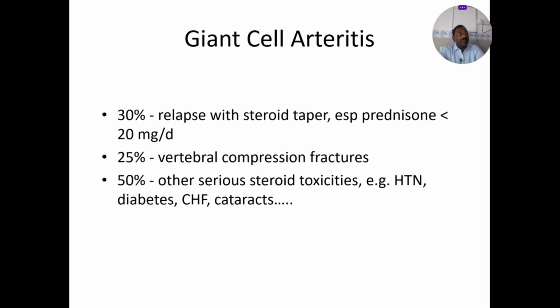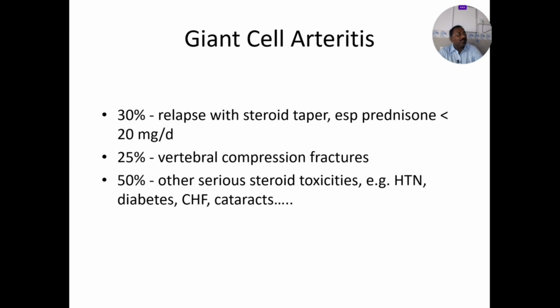There is a 30% relapse with the steroid tapering dose, especially with prednisolone less than 20 milligrams per day. Vertebral compression fractures. Other serious steroid toxicities like hypertension, diabetes, heart failure, cataracts, because we are using large doses of steroids.